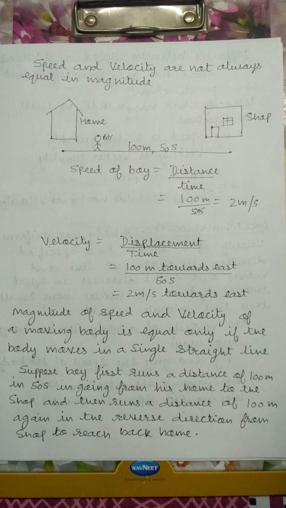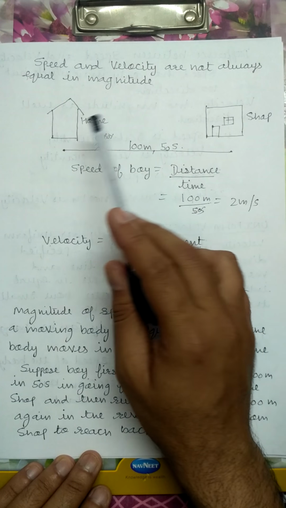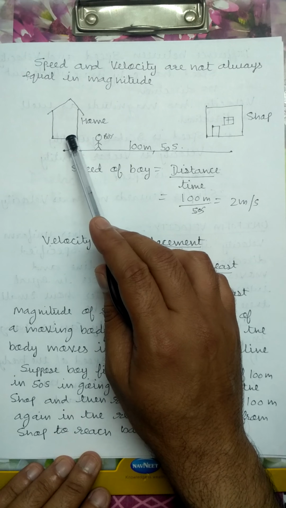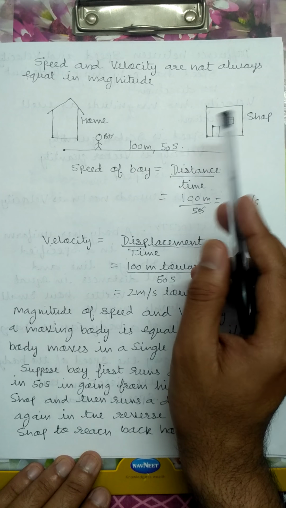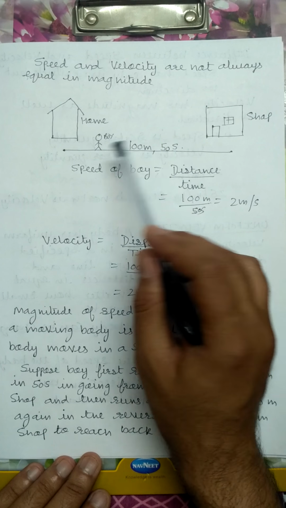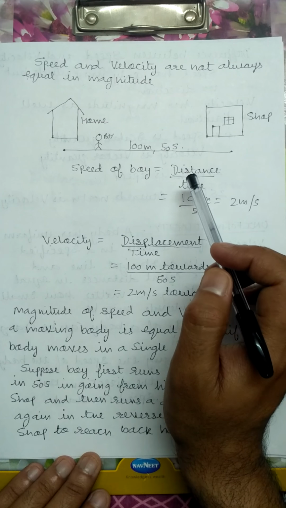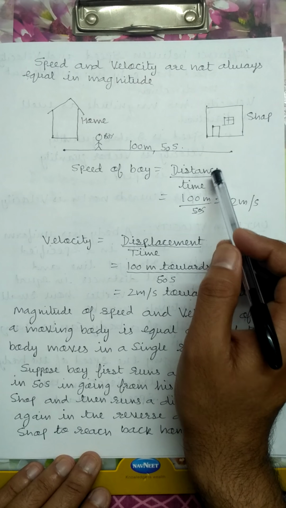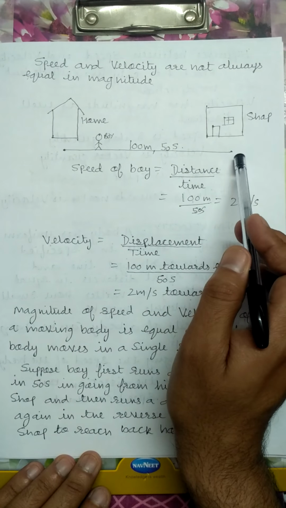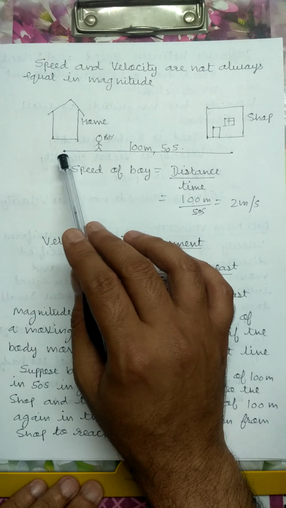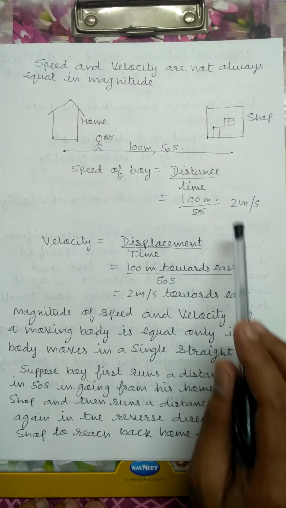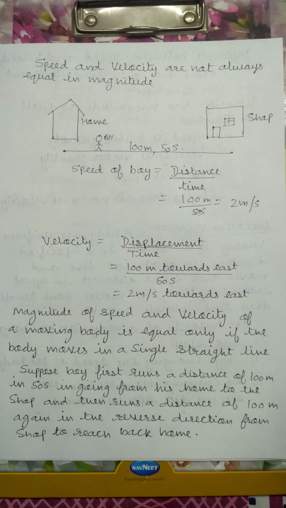Now to understand this concept, let us look at this diagram. This is home, this is shop, and the separation between home and shop is 100 meters. A boy runs from home and reaches the shop, and it took him 50 seconds to cover this distance of 100 meters. Now what is the speed of the boy? According to the formula, speed is distance upon time. Distance is 100 meters. Time taken by the boy to go from home to shop is 50 seconds. So its speed is 2 meters per second.